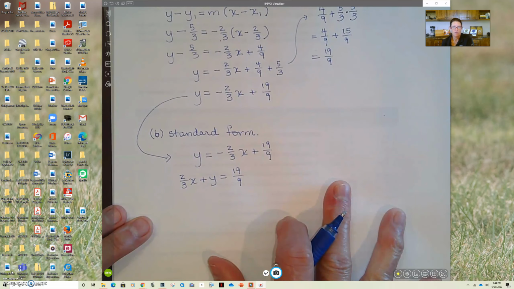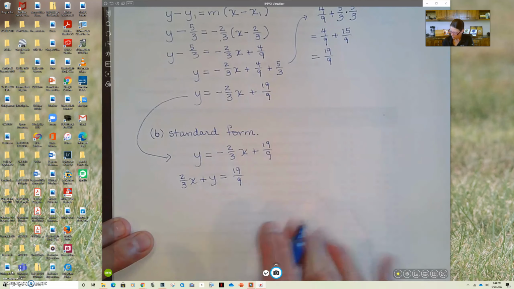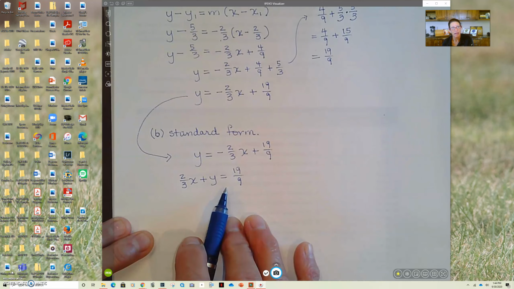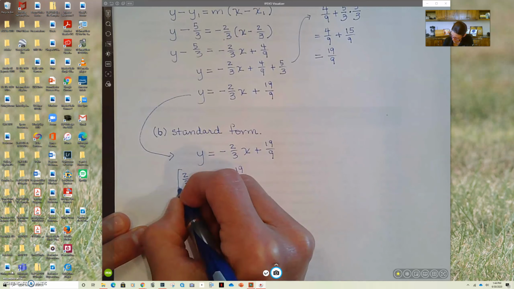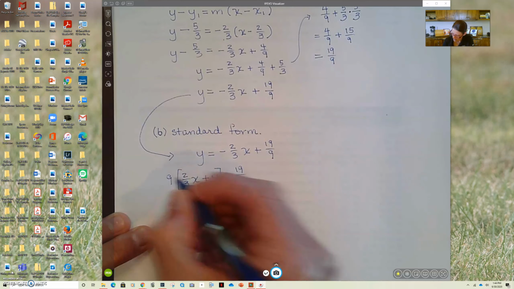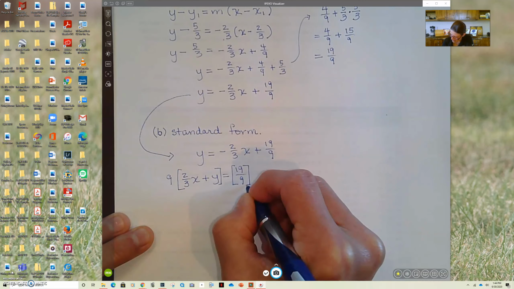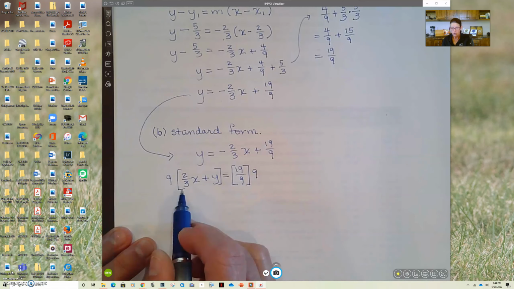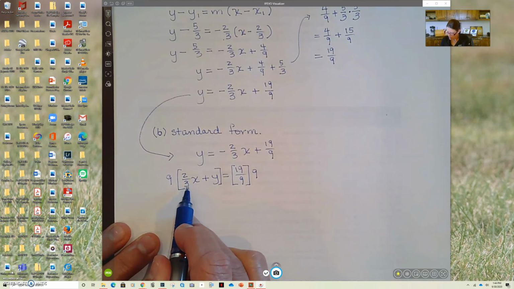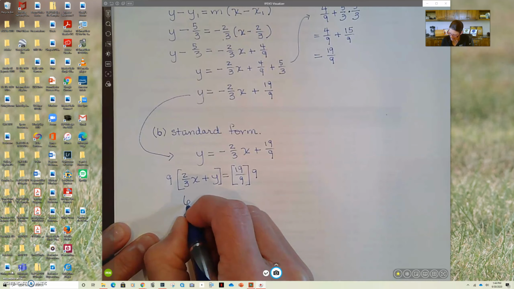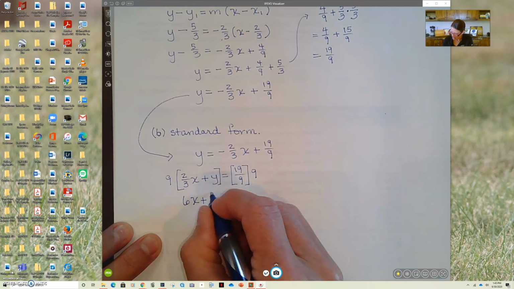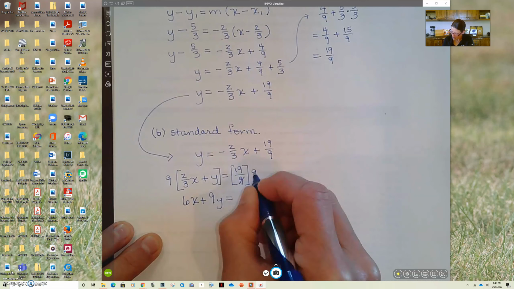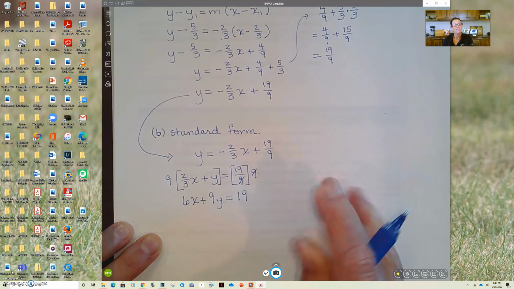Another requirement of standard form is that there are no fractions or decimals involved as coefficients. So we're going to eliminate our fractions here by multiplying each side by the lowest common denominator, which is 9. So let's multiply the left side, excuse me, by 9 and the right side by 9. Distributing on the left, 9 times 2/3 is 18/3 or 6. And that's our coefficient of x, plus 9 times y is equal to 19 as those 9's divide out.